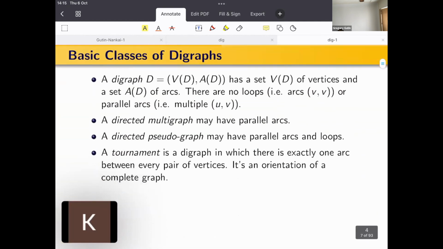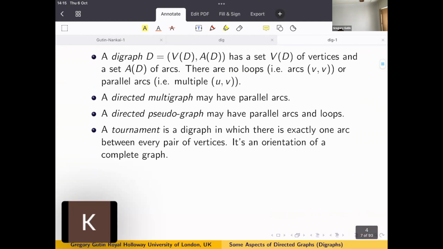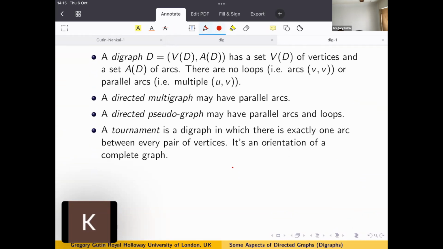Now, what is a tournament? Some of you probably heard this term. A tournament is a directed graph in which there is exactly one arc between every pair of vertices. In other words, we can say it's an orientation of a complete graph. Let me give you an example. Take, say, three vertices, something like that. That's a tournament on three vertices.